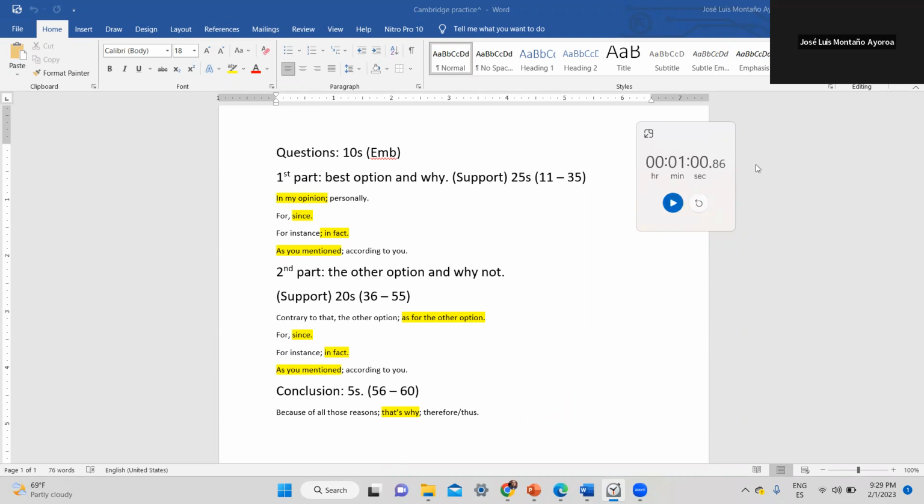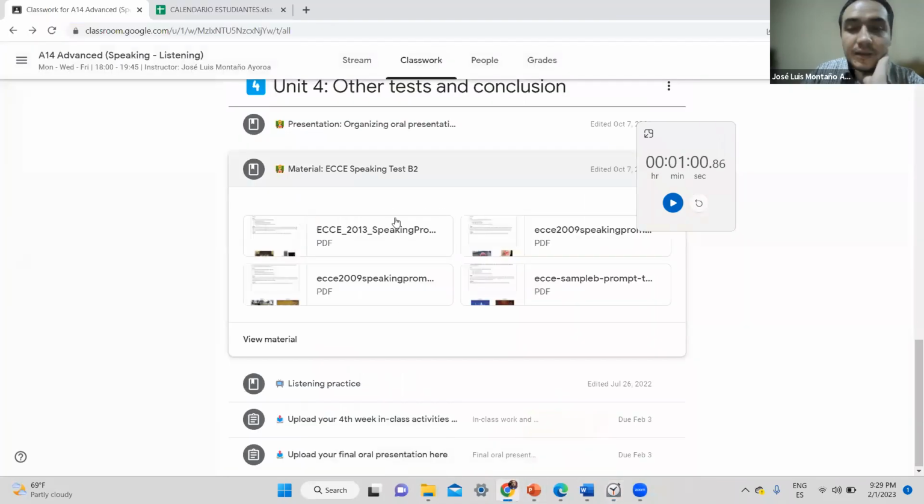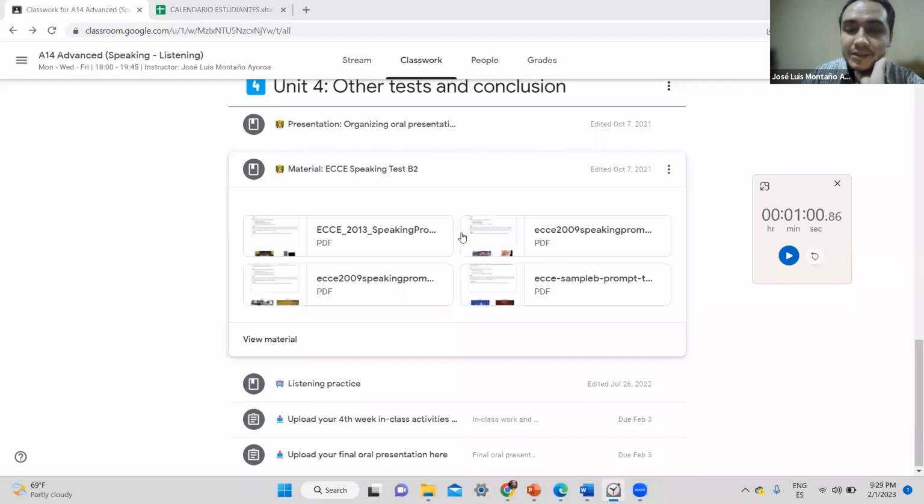Okay, so that's it. Again, this is the first part of today's practice. Once again, remember that we worked with the first two prompts that you can find on Google Classroom, Unit number 4, material ECC Speaking Test B2, ECC 2013 and ECC 2009, the ones that are here on the top. Down below, you have another one that is 2009, but that's one that is different. We're going to work on that on Friday. This is the last one. It has a different name, like sample B.